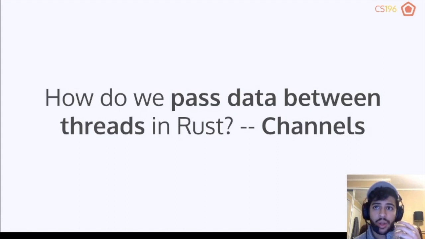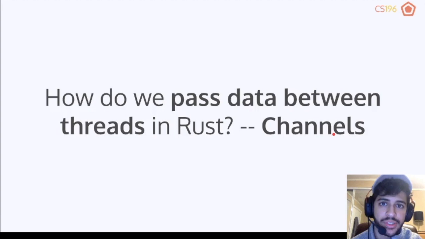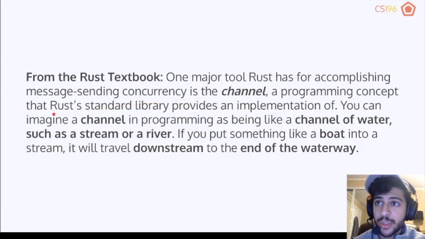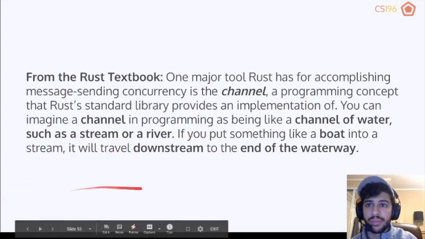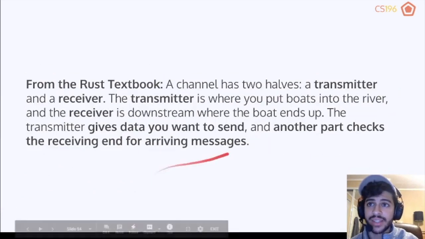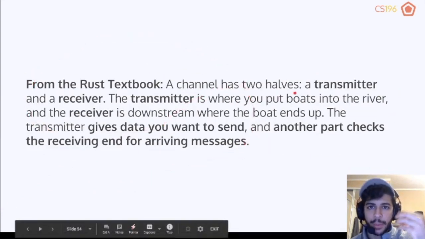Now we can talk about how we pass data between threads in Rust, and we do this by using what are called channels. So from the Rust textbook, we say that one major tool Rust has for accomplishing message sending concurrency is the channel, a programming concept that the Rust standard library provides an implementation of. You can imagine a channel in programming as being like a channel of water, such as a stream or a river. So if you put something in a boat in a stream, it's going to travel downstream to the end of the waterway. So when we talk about channels in the context of Rust and programming, we can think about it in a very similar fashion.